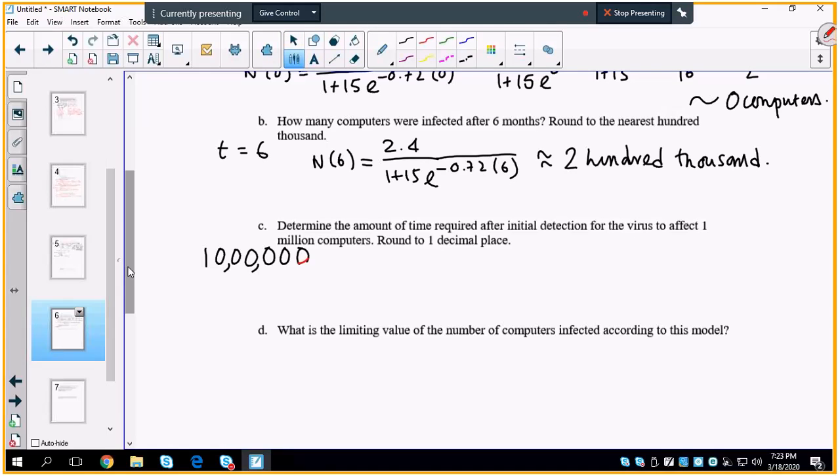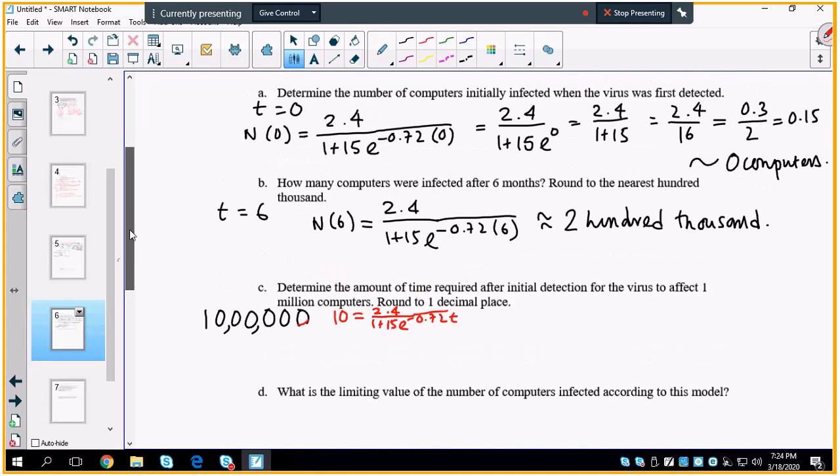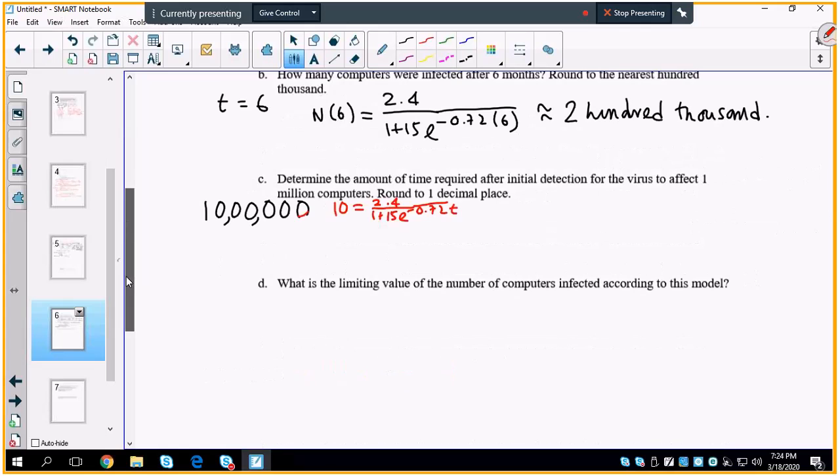As we have talked about, it's tens of hundreds of thousands. So 10 is equal to 2.4 over 1 plus 15 times e to the power negative 0.72t, and t is what I'm going to try to find out. As we did the cross multiplication, it is still the same thing. You will get 1 plus 15 times e to the power minus 0.72t is equal to 2.4 over 10.